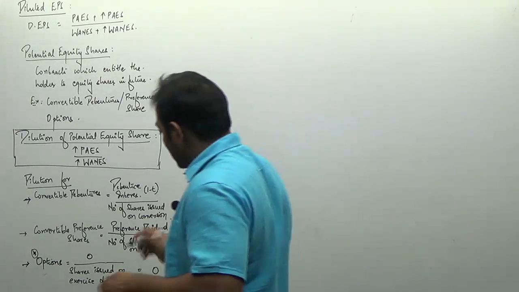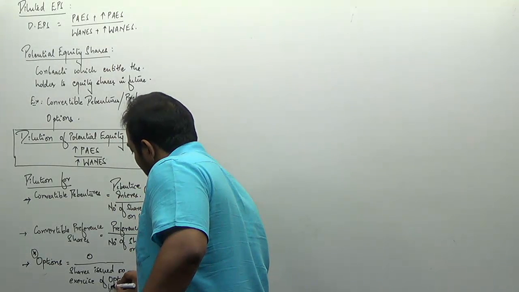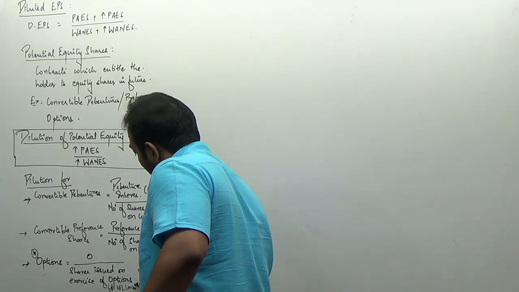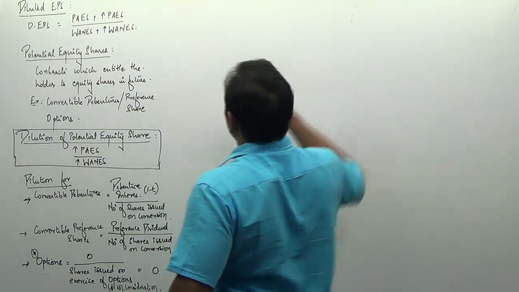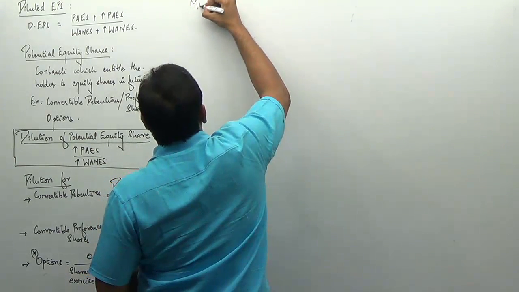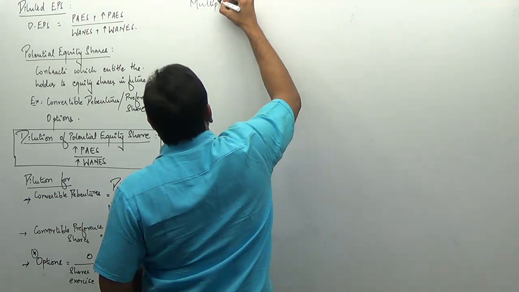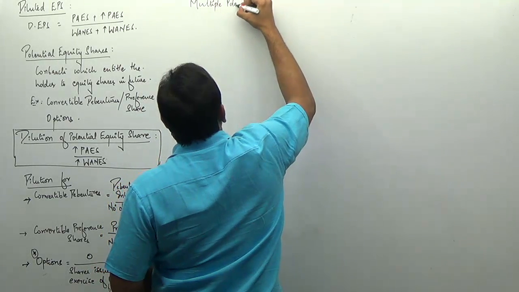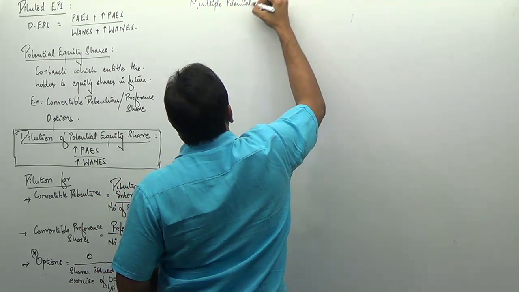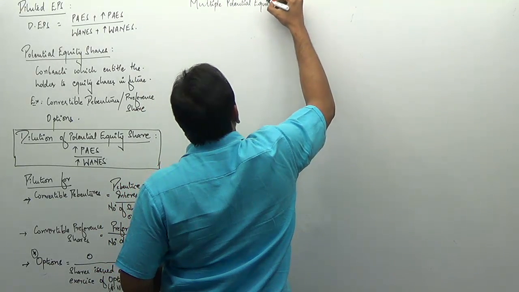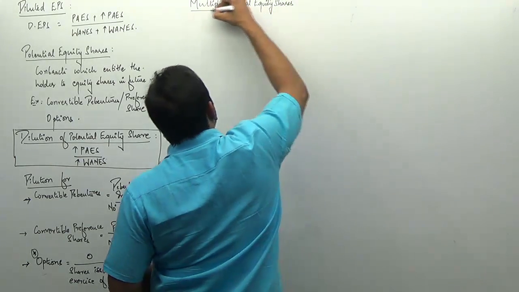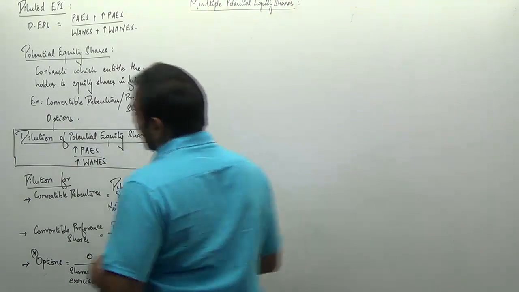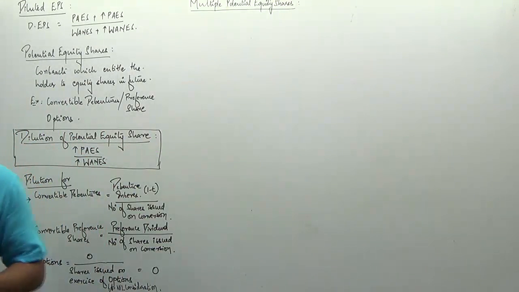Shares issued on exercise of options for nil consideration. I'm just adding those terms there. Now we are talking about multiple potential equity shares. When there are multiple potential equity shares, how do I handle it?